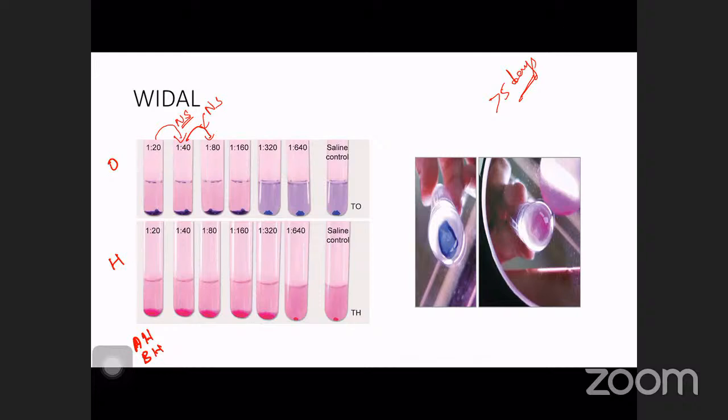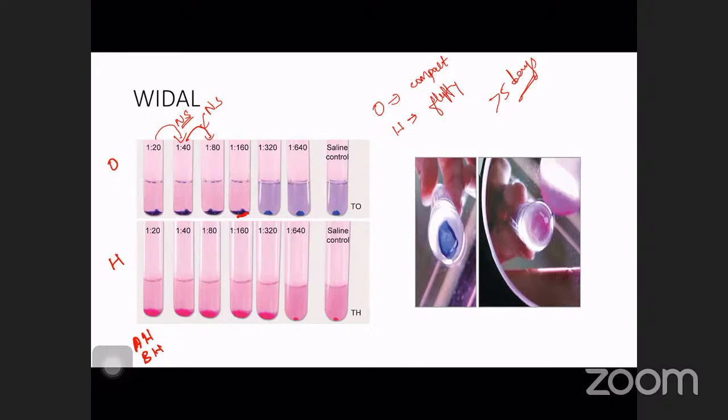Once it reacts with the antibody, what will happen? The antigen and antibody will react to produce agglutination. So how will you observe agglutination? The O antibody will agglutinate to produce a compact disc-like pattern, and the H antibody will produce a fluffy, cotton woolly pattern. Wherever you see this compact disc-like pattern, you take it as positive. So you are seeing here that it is present till 1:160.